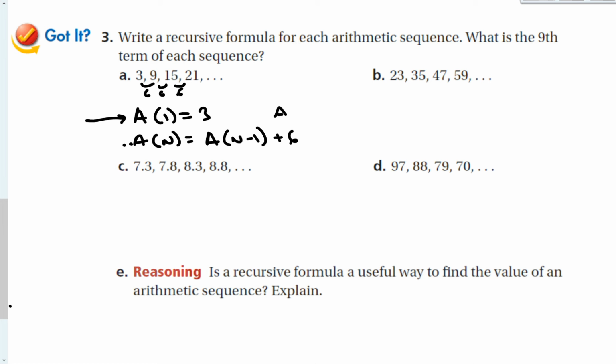And so then a of 9 would be 51. We do that by taking 21 plus 6, and plus 6 again, and then plus 6 again, and then plus 6 again. I'm not going to go through all 4 of those. I will give you the answer for you to check out. For this one right here, for part B, my common difference is 12. So a of 1 is 23, and a of n would be a of n minus 1 plus 12.